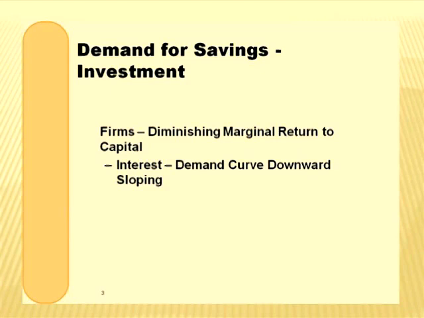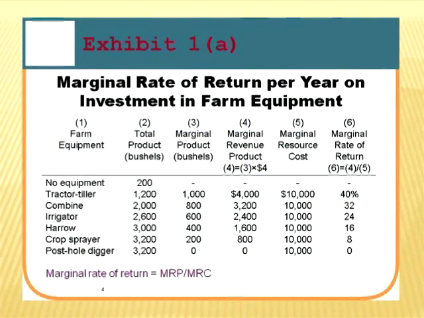As we invest more and more, the extra we receive from that investment eventually will decline as well. So we might look at an example where we're adding farm equipment. If we have no equipment at all, we'll produce 200 bushels of wheat. If we add a tractor tiller to that production process, then we receive 1,200 bushels of wheat, which is a net addition, a marginal product, of 1,000 bushels.